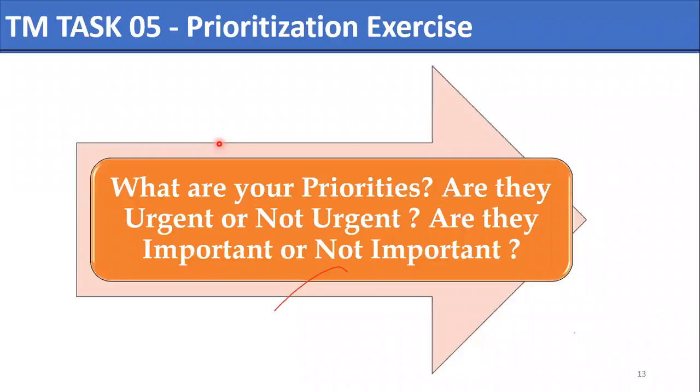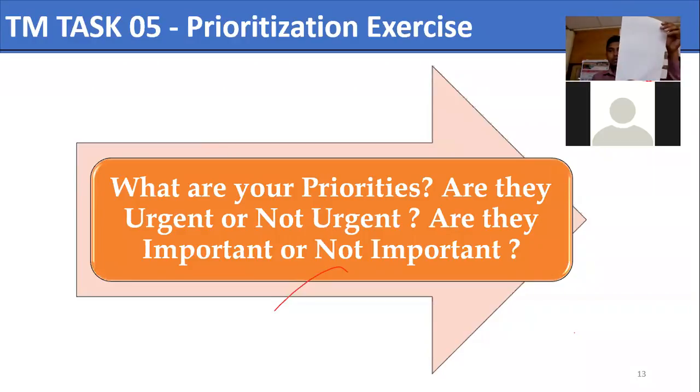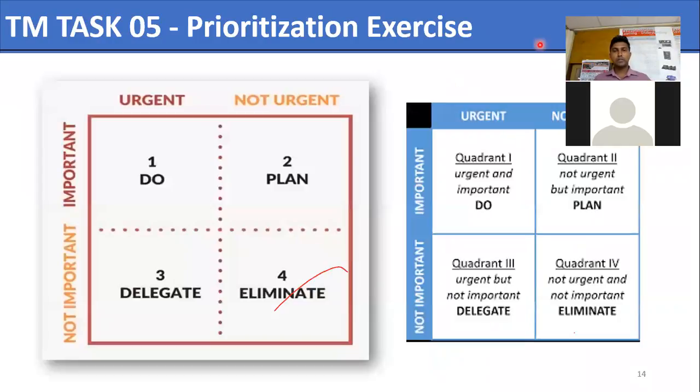You can get a piece of paper, okay? Then you can divide it into four. Just divide into four, then you can prioritize likewise. If you have four squares like this, then you can prioritize your work this way. So as you can see, this is what we call a prioritization exercise.